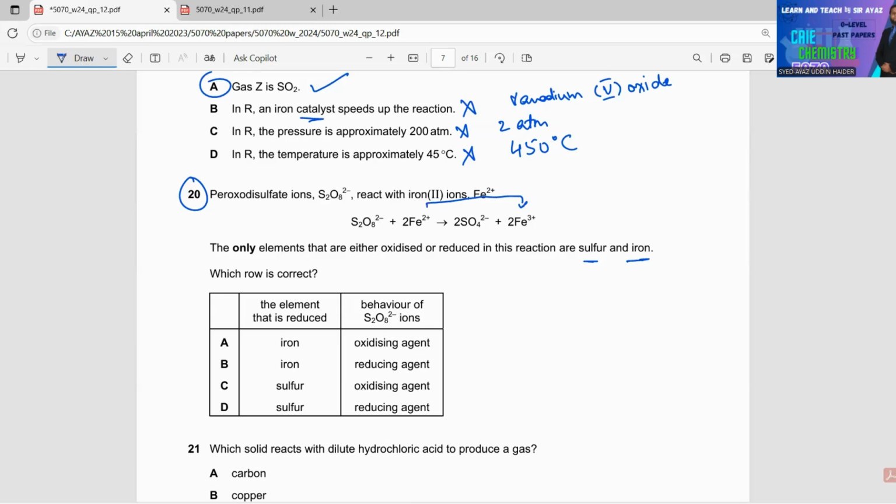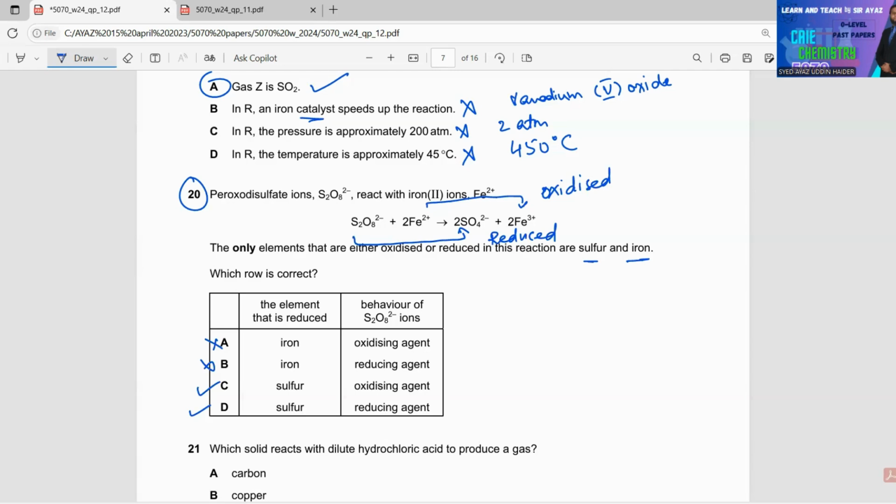First of all, let me check which of these elements will reduce. For sure iron is not reduced, it's oxidized. If it's oxidized, then it means sulfur must be the one which is reduced. So A and B are incorrect. Either C is correct or D is correct. Now I've narrowed down the choice.